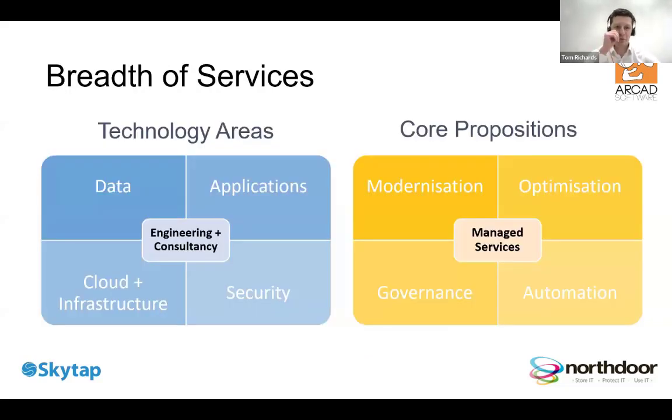So last slide on Northdoor. On the left-hand side, the blue section, we basically split what we could do into four sections: data, cloud and infrastructure, which is where IBM traditionally sits, applications and security. We have deep technical knowledge in all of these. And the plan is to be able to take the four sections in yellow into each of those blue quadrants: modernization, optimization, governance and automation.